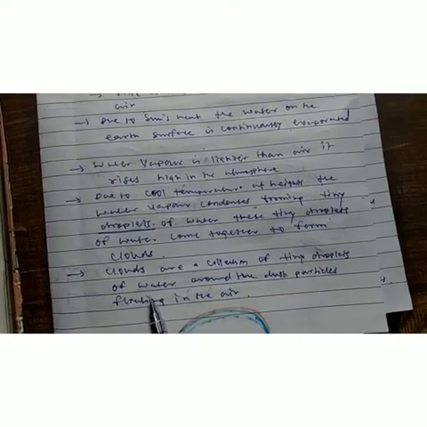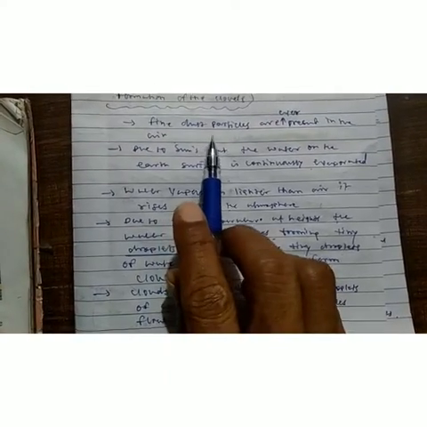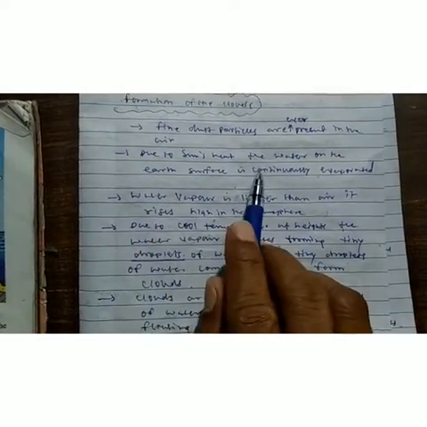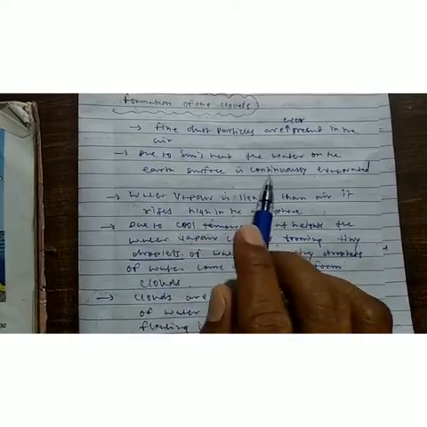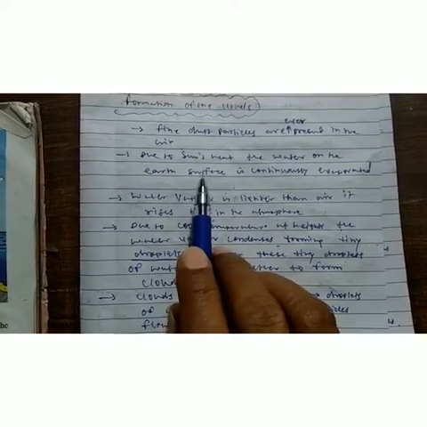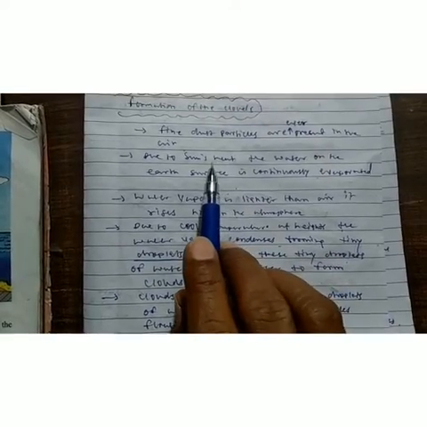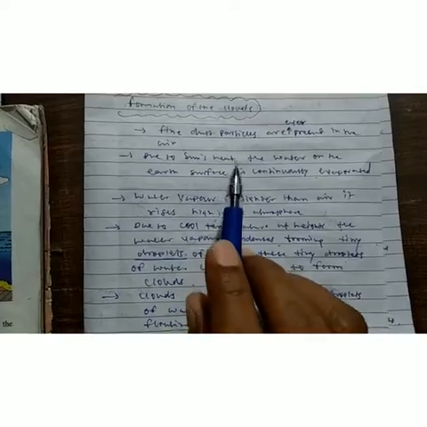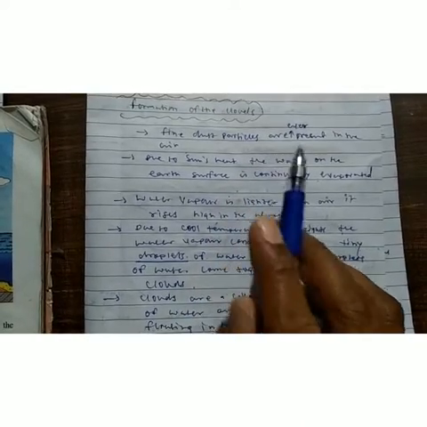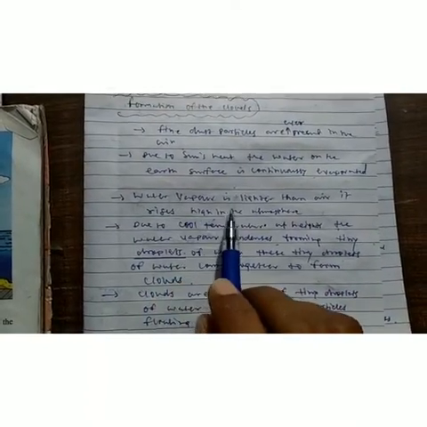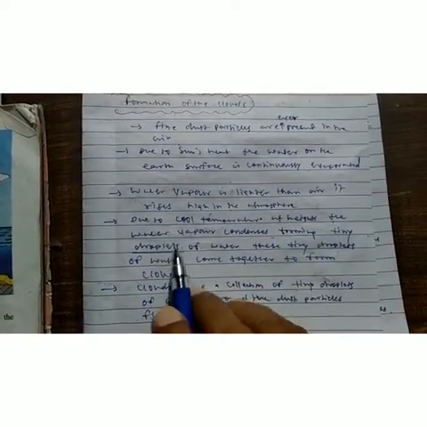Clouds are collections of tiny droplets of water around the dust particles floating in the air. Now again I will explain it: everywhere in the air there are small dust particles, and due to the sun's heat, the water on the earth's surface is evaporated. When the water evaporates, water vapor is formed, and that water vapor mixes in the air, around the dust particles. Water vapor is basically lighter than air, and that's why it goes upward.